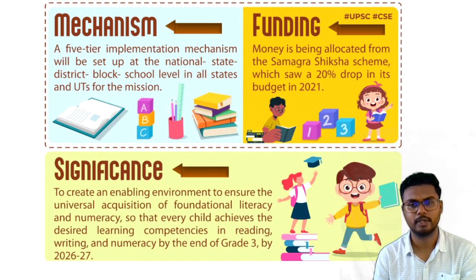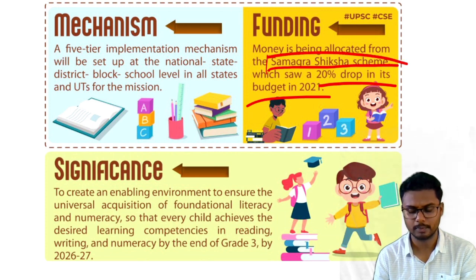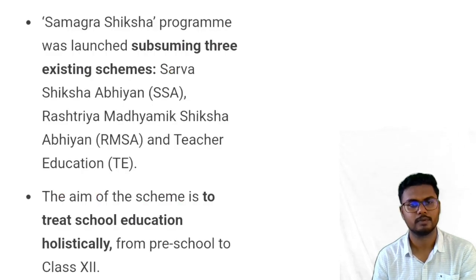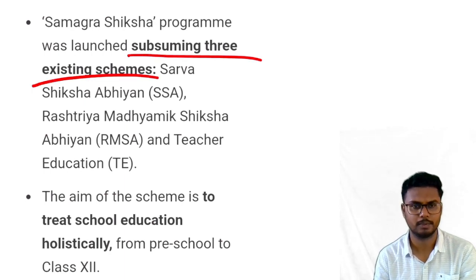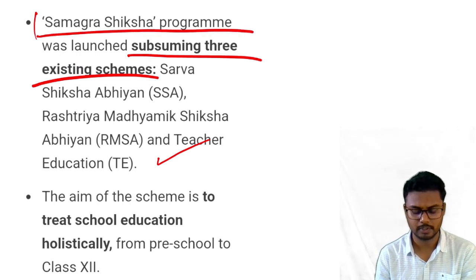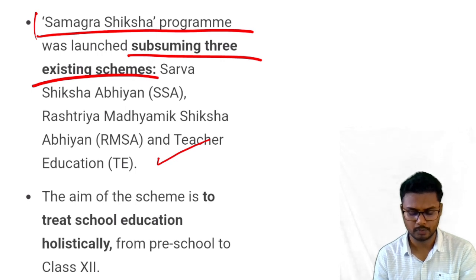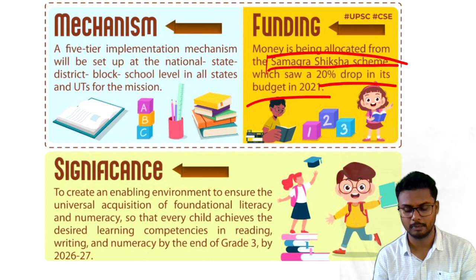As far as funding is concerned, money is being allocated from the Samagra Shiksha scheme, which saw a 20% drop in the budget in 2021. So what is the Samagra Shiksha scheme? It was launched by subsuming 3 existing schemes, that is Sarva Shiksha Abhiyan, Rashtriya Madhyamik Shiksha Abhiyan and Teacher Education. These 3 schemes have been subsumed to form the Samagra Shiksha program. The aim of this scheme is to treat school education holistically from preschool to class 12th, and as a part of this, the Nipun initiative is being implemented now.